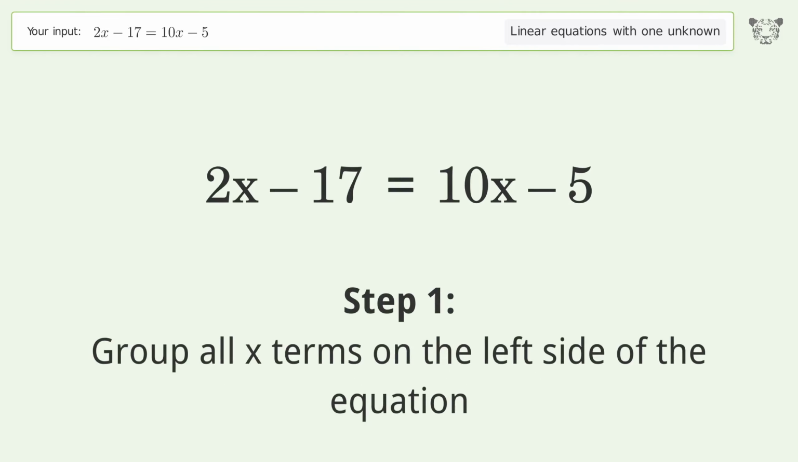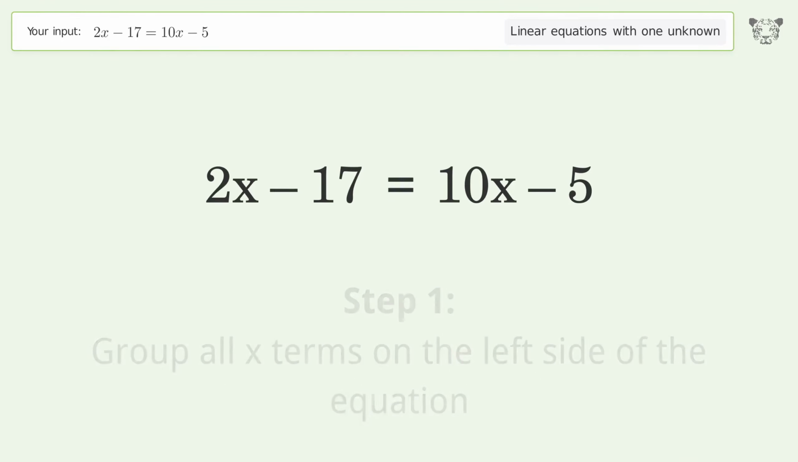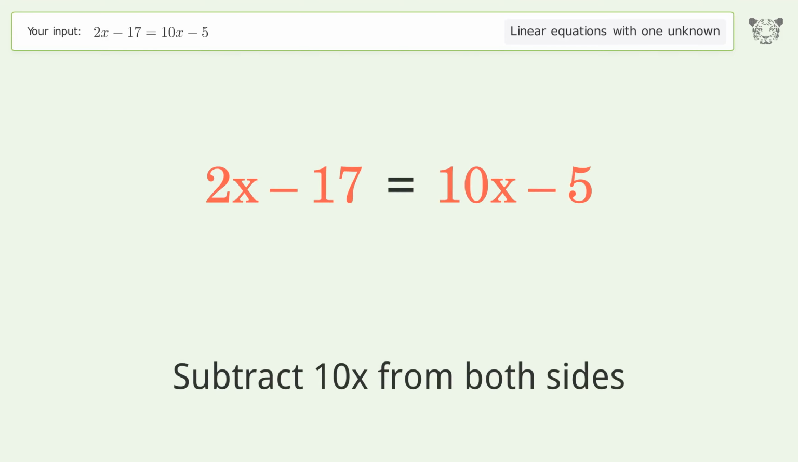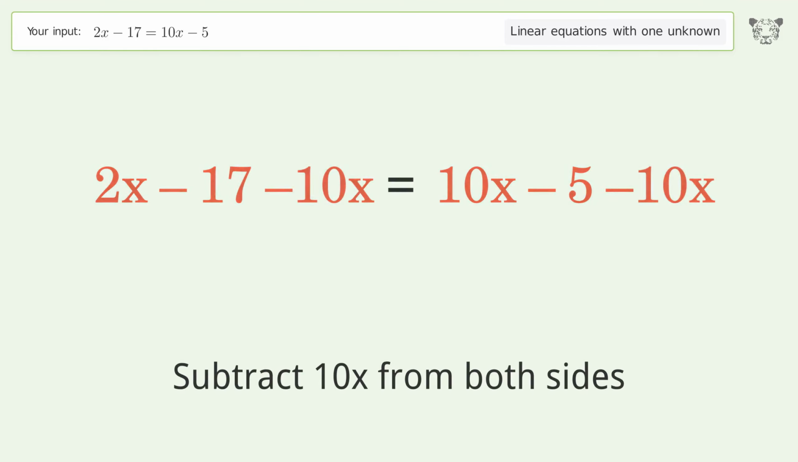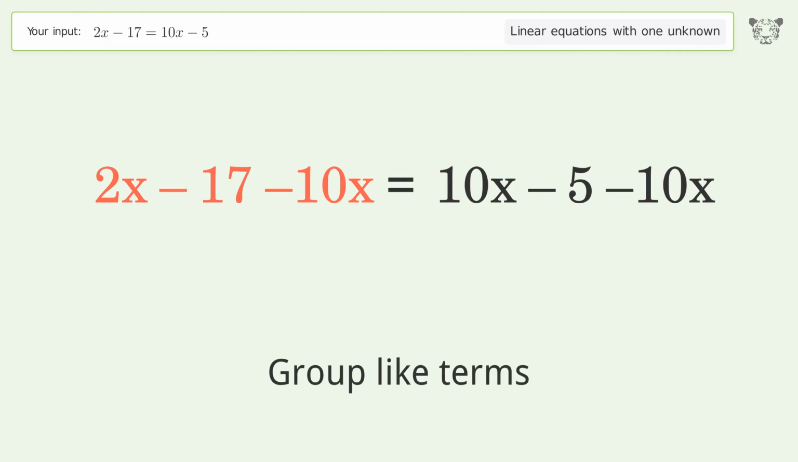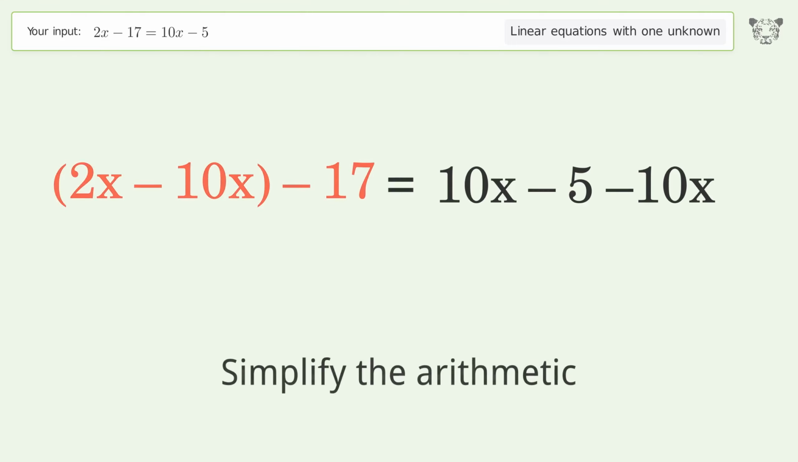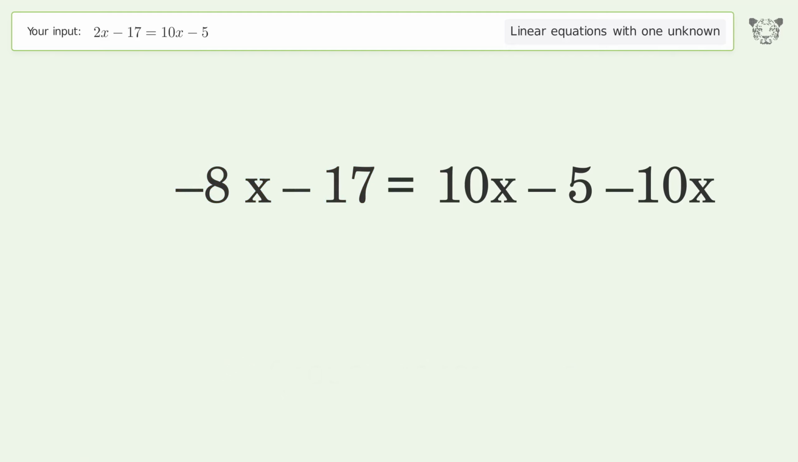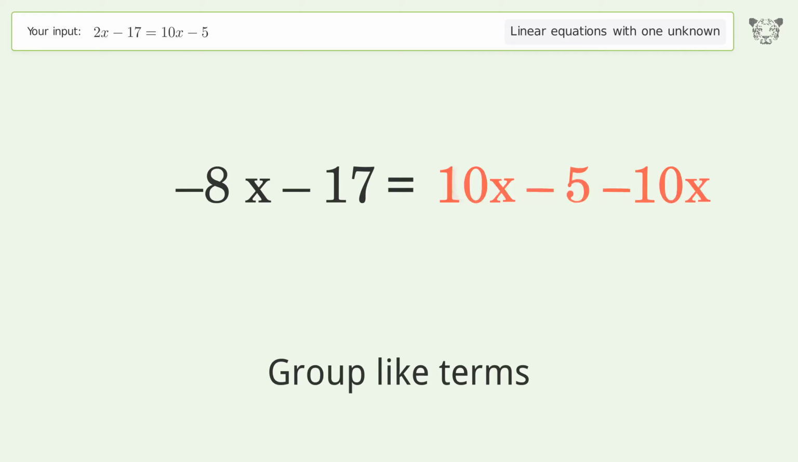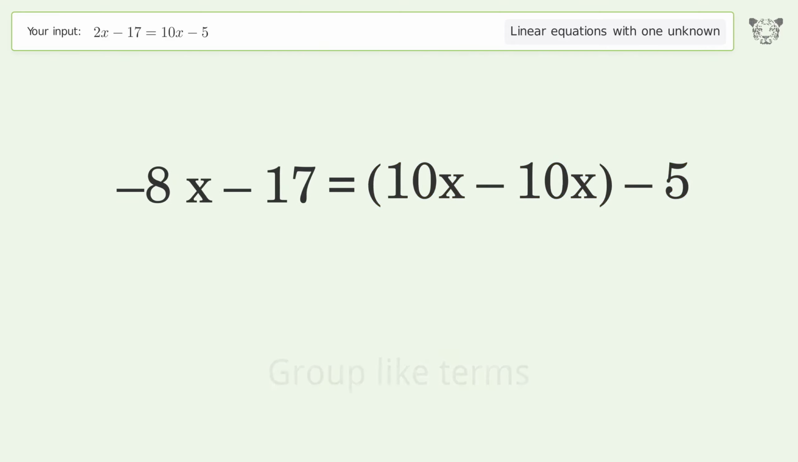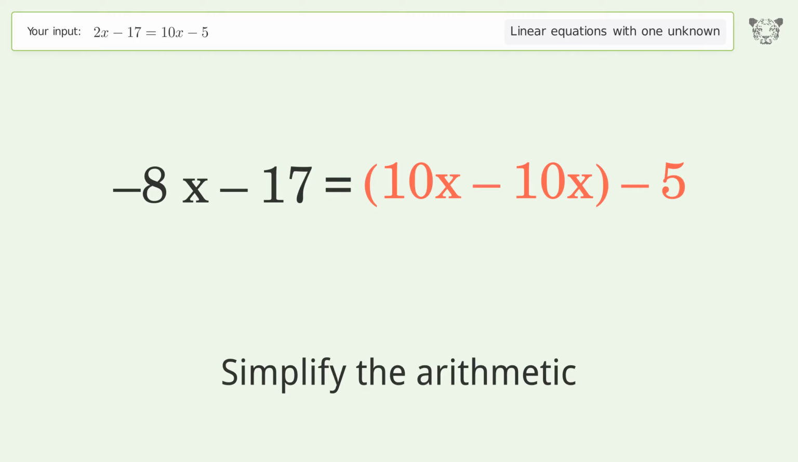Group all x terms on the left side of the equation. Subtract 10x from both sides. Group like terms. Simplify the arithmetic. Group like terms. Simplify the arithmetic.